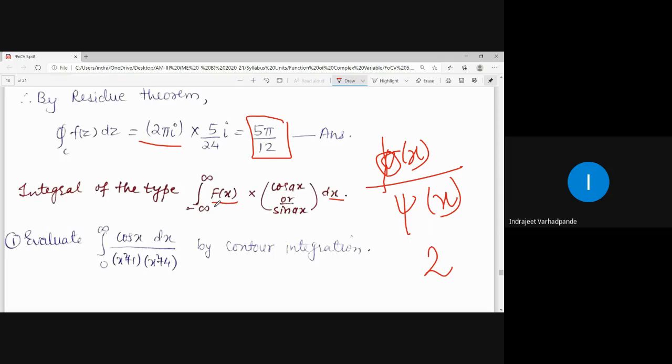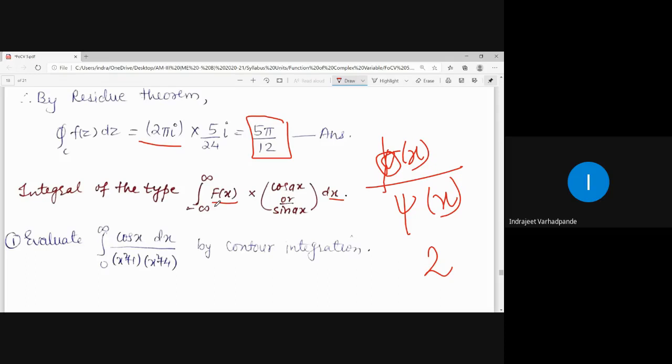See, cos ax can also be converted into exponential form because it is the real part. e to the power i theta is cos theta plus i sin theta. So the real part of e to the power i theta is cos theta, and the imaginary part of e to the power i theta will be sin theta. So I will convert this cosine and sine term into an exponential term by taking the real part or the imaginary part appropriately.